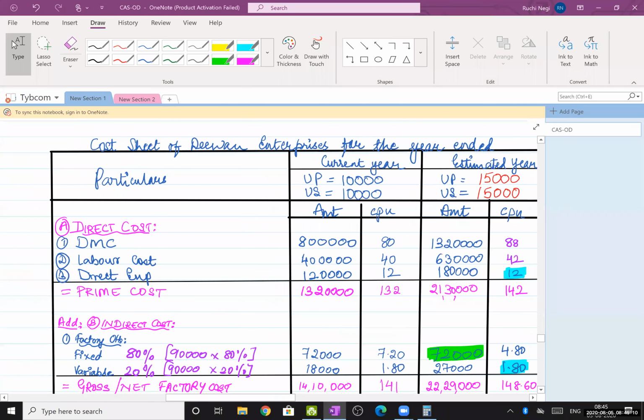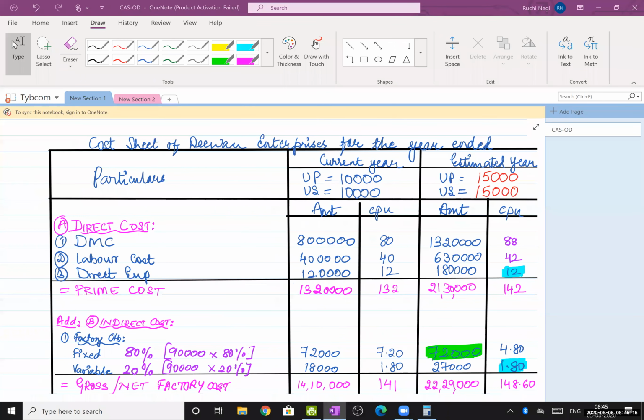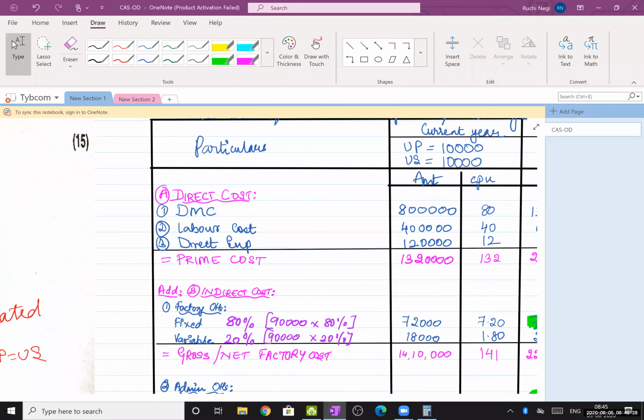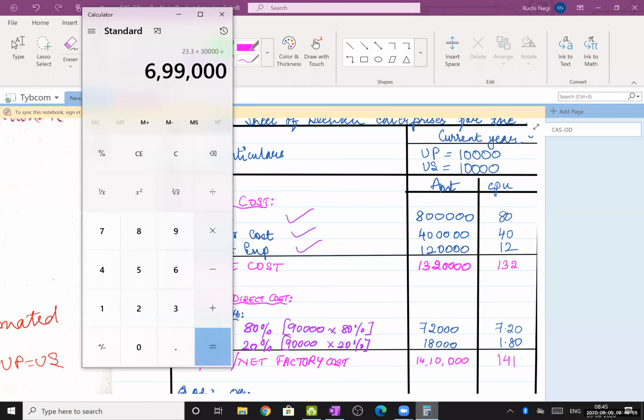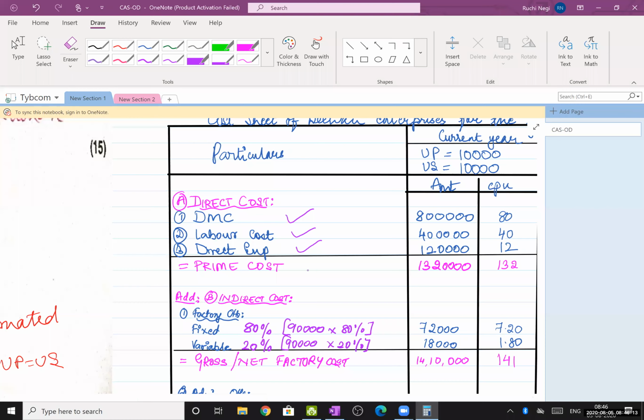We'll just do the current year part so that next lecture we can do the estimated one. Pay attention to the current year cost sheet. Direct cost: direct material 8 lakhs, direct wages 4 lakhs, direct expenses 1 lakh 20. So 8 plus 4 is how much? 12. And 12 plus 1.2 is 13,20,000. That's my prime cost.